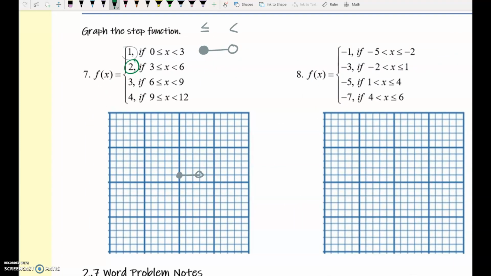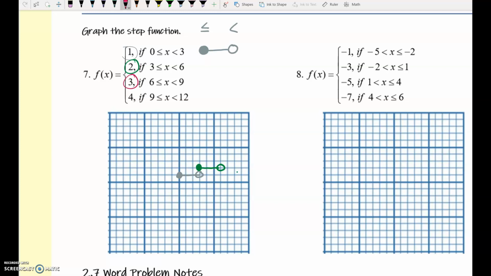Next, we're looking at a horizontal line at 2, but I don't want the whole horizontal line. I just want the piece between 3 and 6. So from 3, 4, 5, 6, open circle at 6. This is going to still pass the vertical line test because notice at the vertical places where there's 2 values, one of them is a closed dot, the other is an open dot.